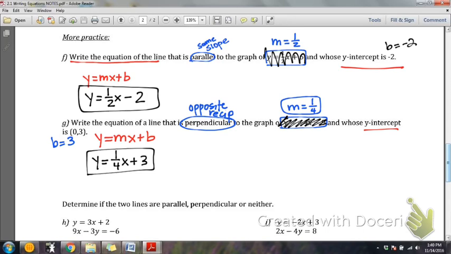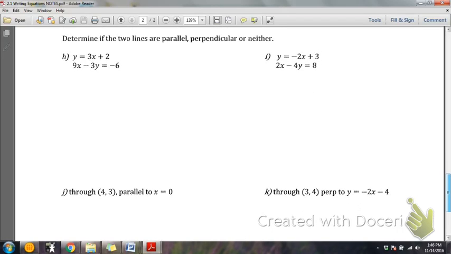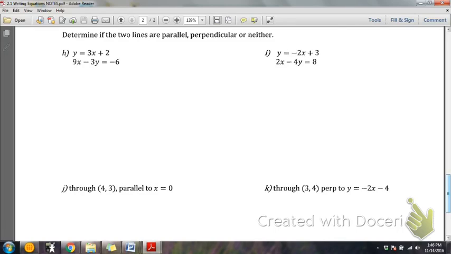All right. Let's look at letter H. Letter H says determine if the two lines are parallel, perpendicular, or neither. What are we going to do to determine this? Put them both in standard form. And then cross it out and then solve for it. Yeah, that's elimination. I don't think so, it's not elimination. How do we know if two things are perpendicular or parallel? We look at their what? Slopes. So the bottom equations, you have to put them in slope-intercept form.